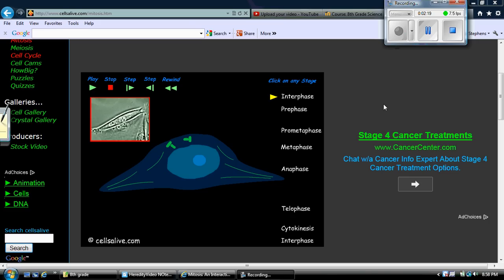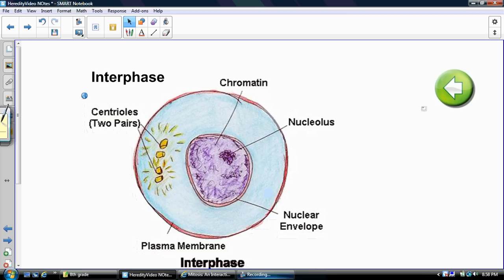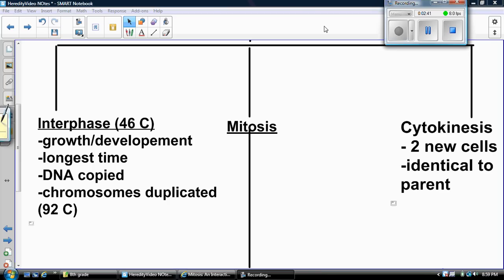So this gives you a picture of interphase and what a cell looks like as it's going through interphase. You don't see the actual chromosomes inside, but remember they're having copies made. Okay, once a cell has gone through interphase and it has made copies of its chromosomes, it now has 92 chromosomes, it's going to go through the phase of mitosis.